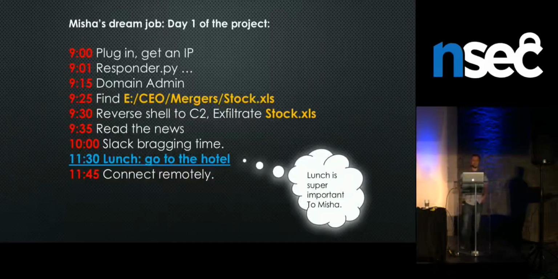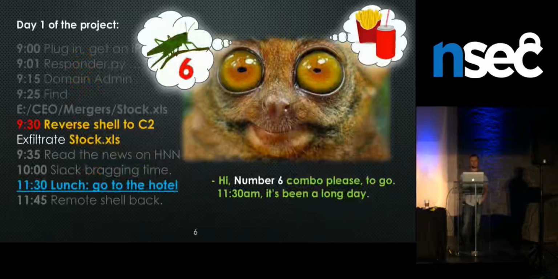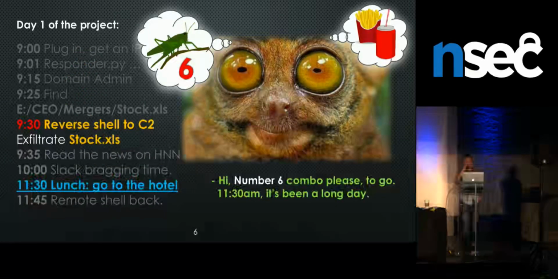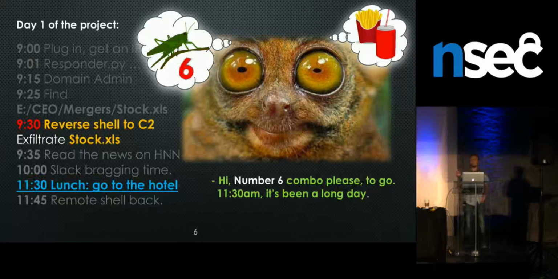And to Misha, lunch is very popular, so he wants to get to his lunch as fast as possible. But before Misha can actually go to McDonald's and order his number 6 with grasshoppers on a meal, he has a job to do. We're not going to concentrate on anything that he does internally before the exfiltration. We're going to talk about that specific topic here.